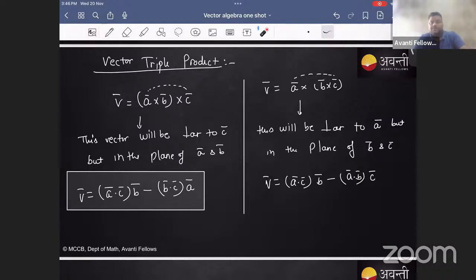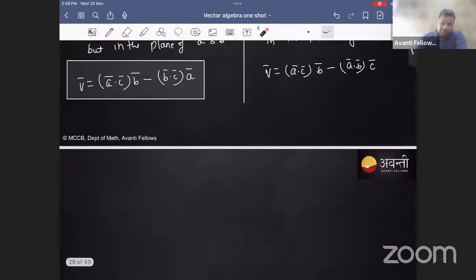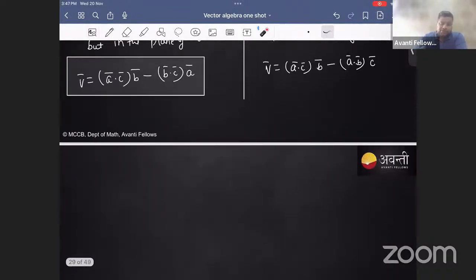Got it? So these formulas you have to remember. I'm not going into their proofs, but the formulas are there. You have to remember them. A simple question will do.